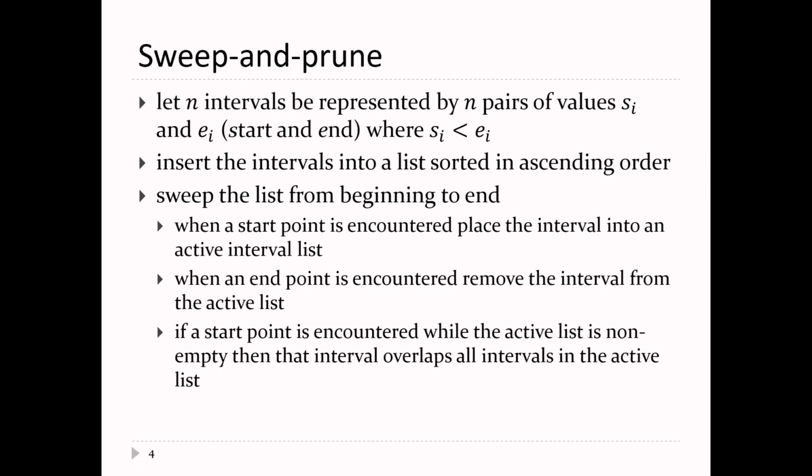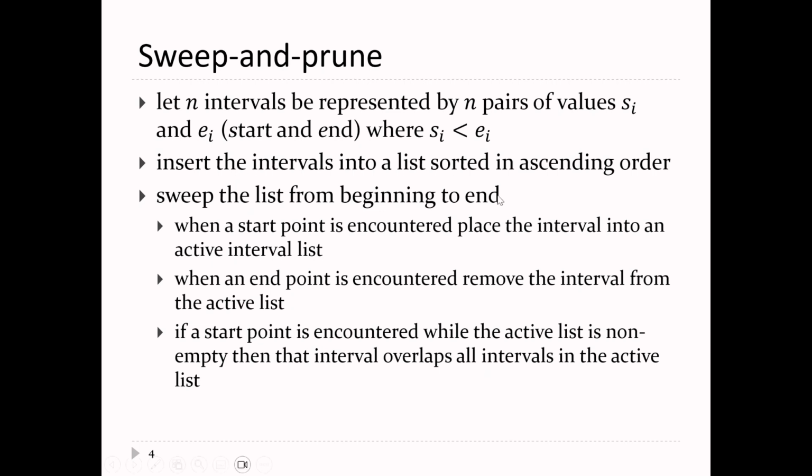Okay, so this is how it works. We've got n intervals for the x intervals and n intervals for the y intervals, two n intervals in total. We're going to represent these by n pairs of real values. Each interval has a starting value and an ending value, so an x min and an x max, a y min and a y max. We're going to take our x intervals, put them into a list, and sort them by their starting coordinate. And now we're going to sweep the list from beginning to end.